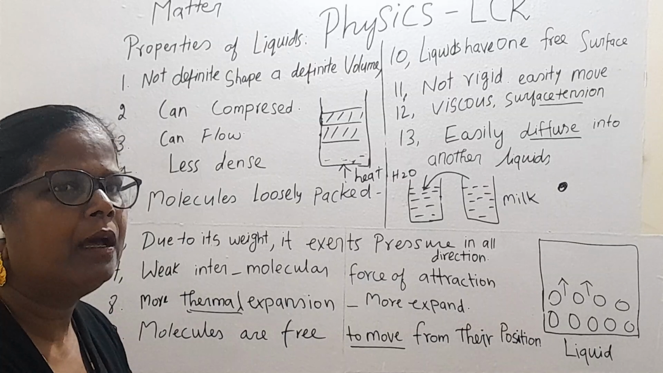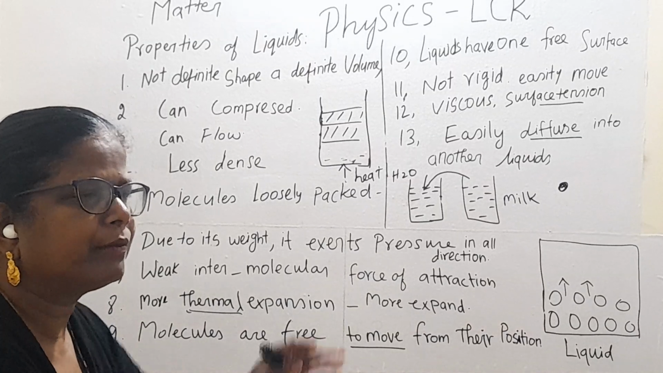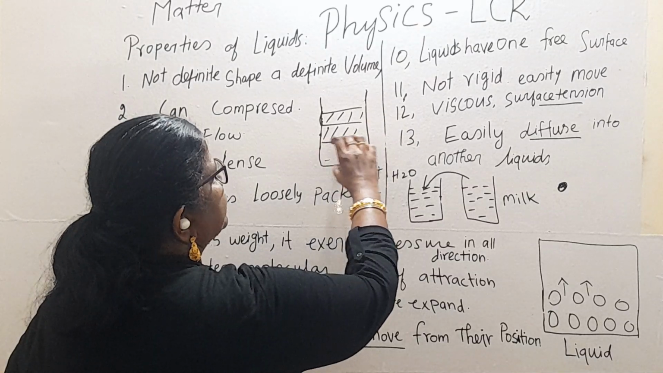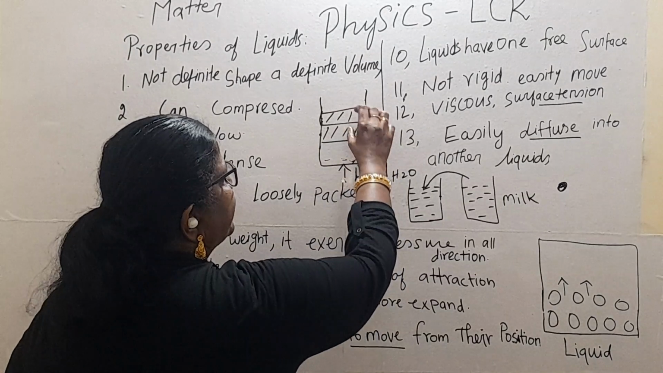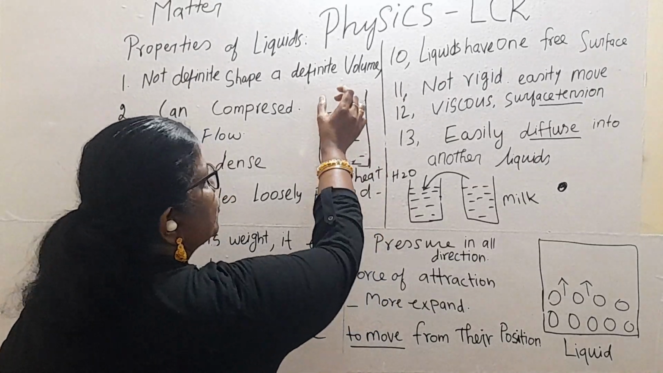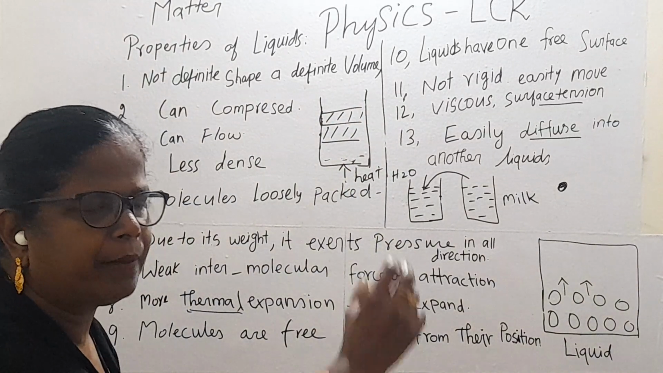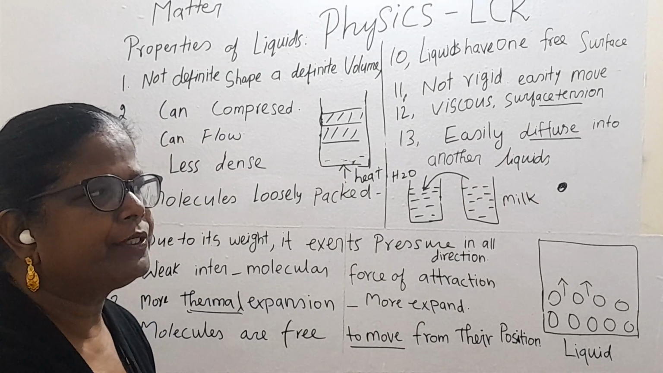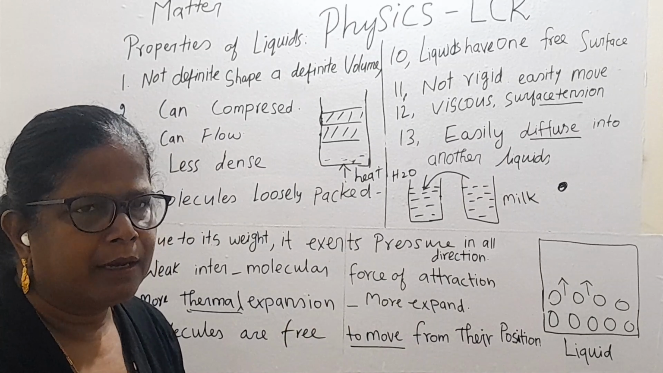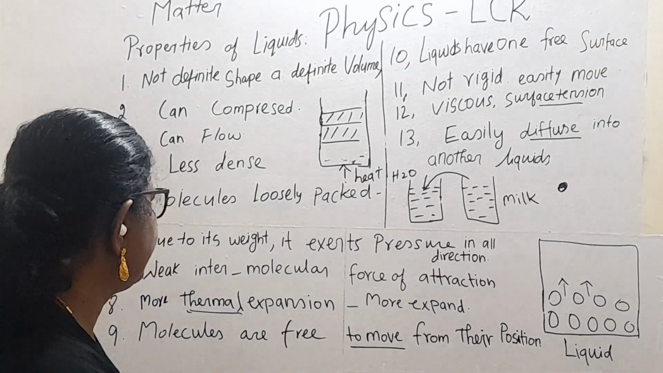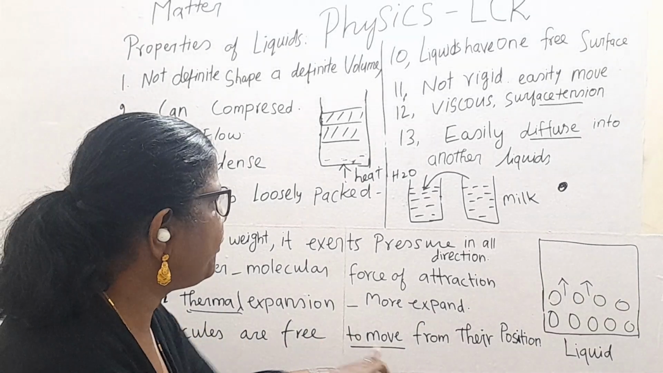Hot particles are less dense, so cold particles are more dense. This portion is cold particles, this portion is hot particles. Cold particles, being more dense, come down, so the hot particles move up. So when you are heating, there is some circulation. We call it a convection current; a circulation will form. Okay, so it is free to move.